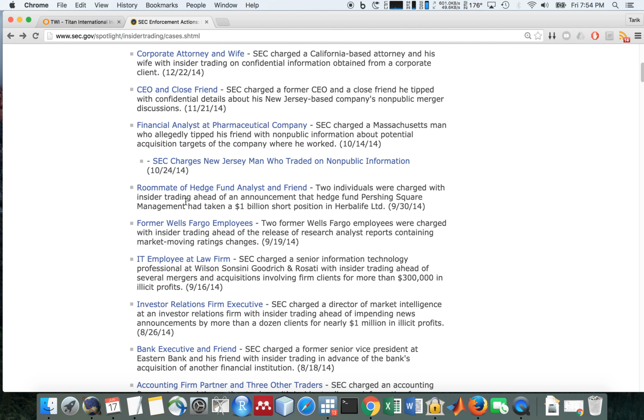Let's see. Roommate of a hedge fund analyst and a friend. Two individuals were charged with insider trading ahead of the announcement that the hedge fund Pershing Square Management was taking a $1 billion short position in Herbalife. So presumably the hedge fund analyst working at Pershing Square knew about this short position, which was obviously going to lead Herbalife stock to fall substantially on announcement. And the friend probably bought options or shorted the stock to profit from the downside and made a substantial amount of money.